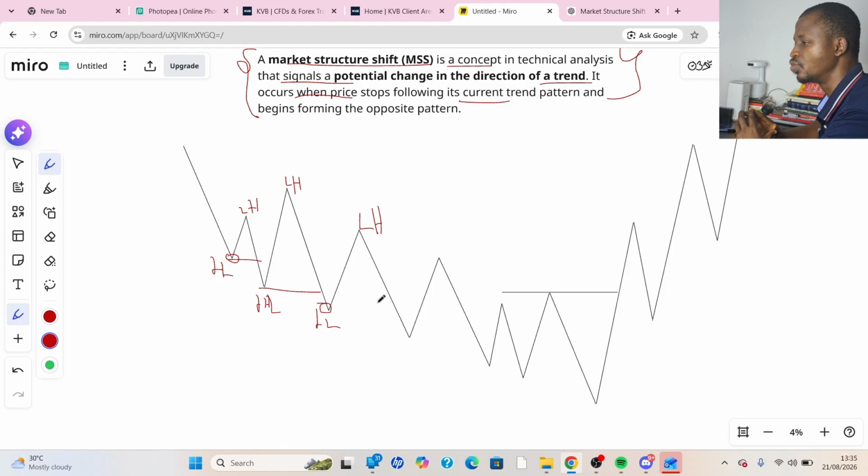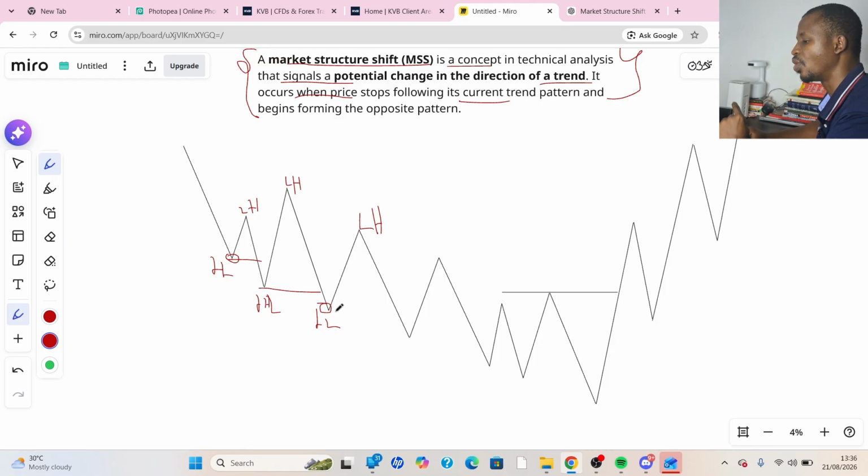So your duty as a trader, when you come to your chart, you don't want to be looking for where to buy or where to sell. First of all, ask yourself this question: where is the price heading to? If you can answer that question effectively, you can easily tap into the chart by knowing the direction of the market, right?